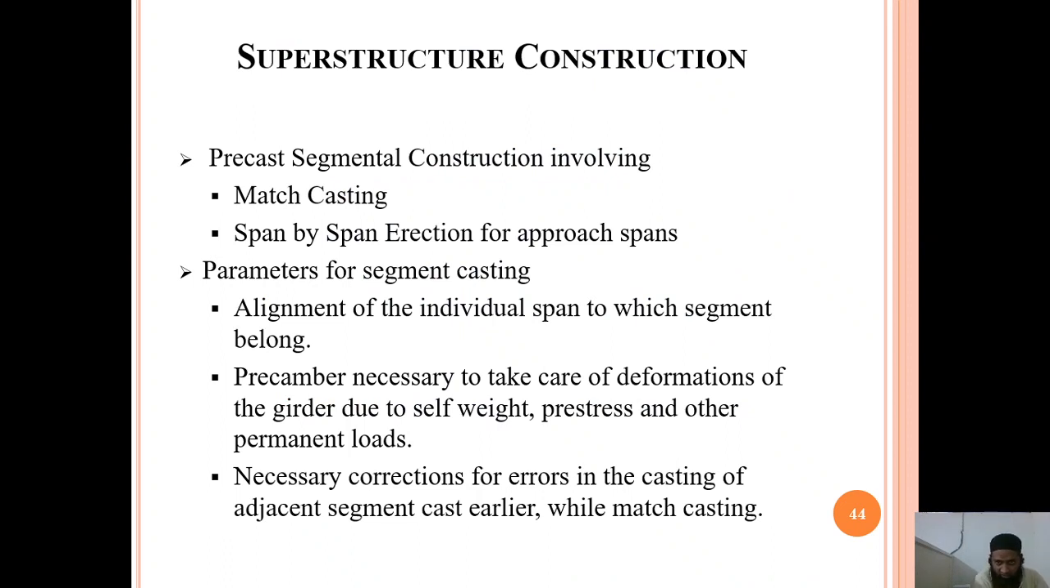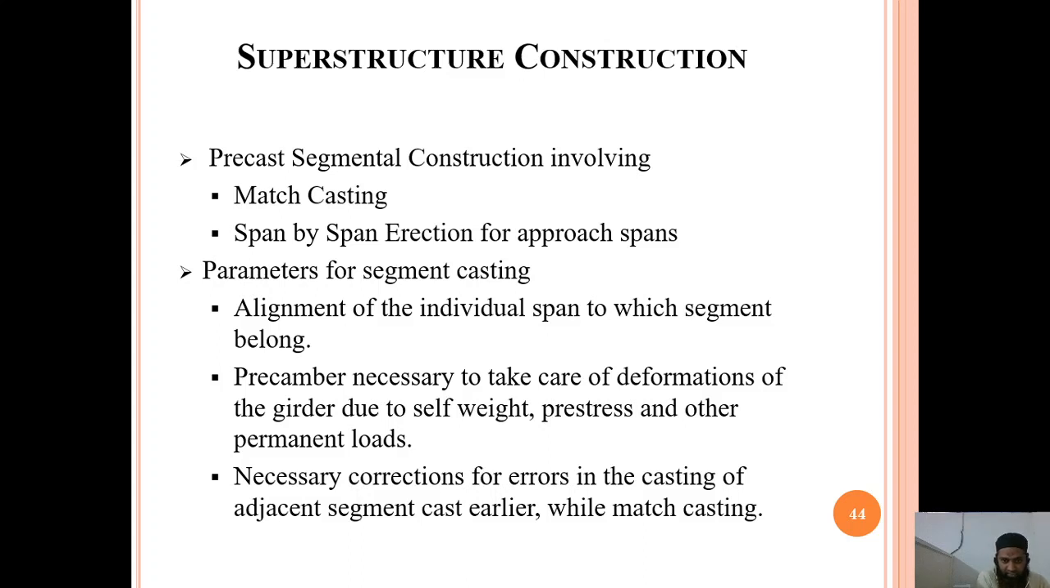In the superstructure construction, precast segmental construction takes place, with span-by-span erection for the approach span. Basically, the substructures have been constructed. Now the superstructure is done in phases. You can see it is already precast, brought onto the site, and erected here.